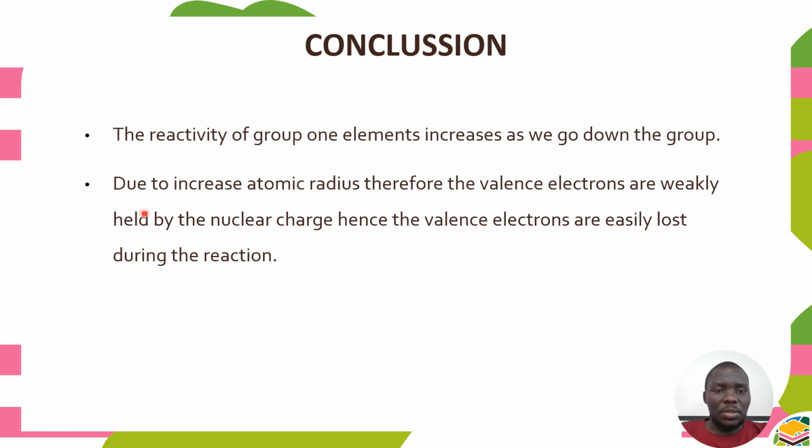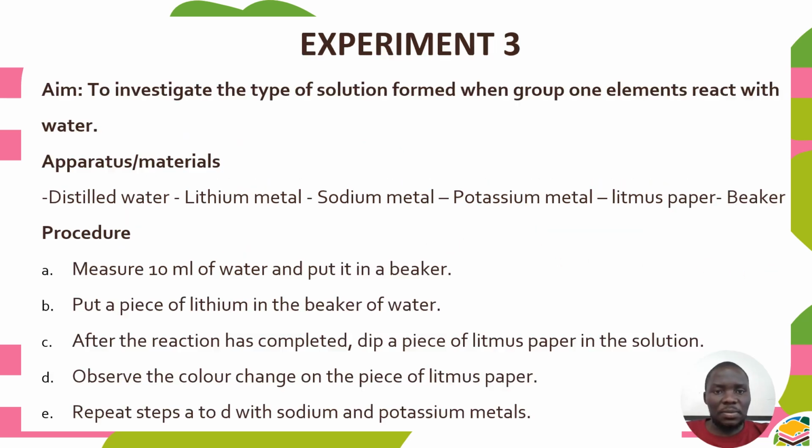Conclusion. In conclusion, the reactivity of group 1 elements increases as we go down the group due to the increase in atomic radius. Therefore, the valence electrons are weakly held and can be easily released during chemical reactions.